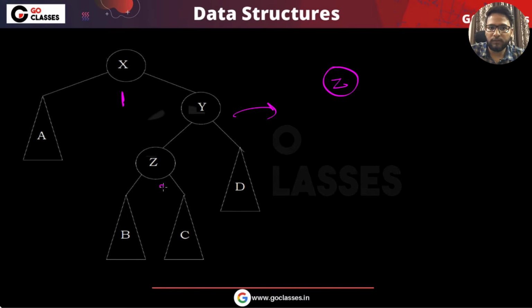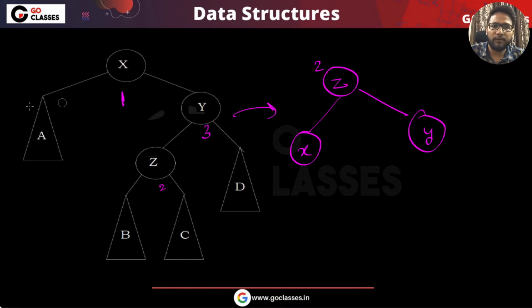So 1 will be this, 2 is this, 3 is this, right? So z means 2, and then 1 will come here, so x will come on the left and y will come on the right. Now can you tell me where this A, B, C, D will come? You will say that A will come on the left of X, so it is very easy. D will come on the right of Y, it is also very easy. What about this B and C?